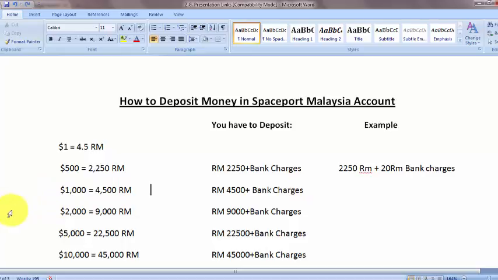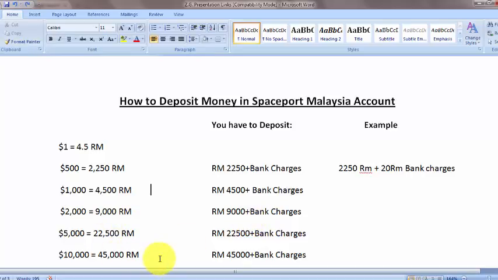If you are going to take a $1,000 package, then you have to deposit 4,500 RM Malaysian ringgits plus bank charges, so that this Spaceport Malaysia account should get 4,500 RM. Now the same case with $2,000. If you want to take a package of $2,000, then you have to deposit 9,000 RM plus bank charges and so on.